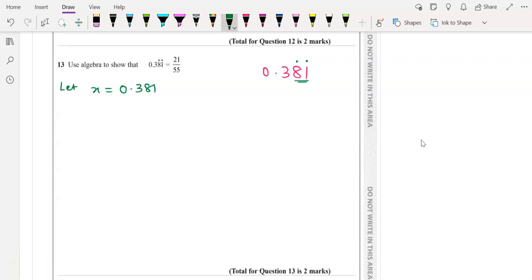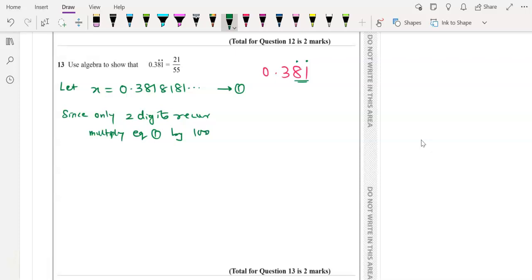Since 81 is recurring, I'll write here 8181. Since only two digits recur, you multiply the first equation by 100. If only one digit is recurring, you multiply by 10. If three recur, multiply by 1000 and so on. So let's multiply the first equation by 100, both sides. So you will get 100x equal to, when you multiply by 100, the point jumps two places, so you'll get 38.1, then 8181 keeps recurring.